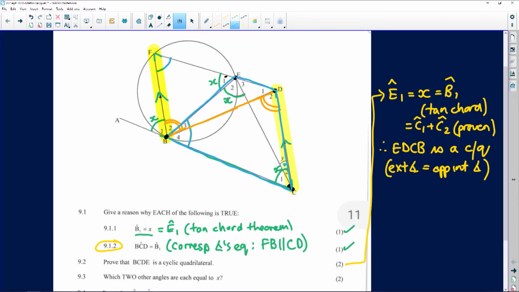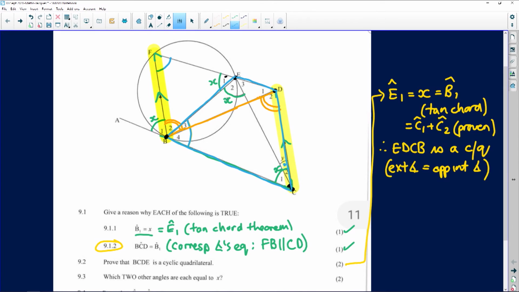There's our cyclic quad. Now we've got a lot of other theorems that apply to that quadrilateral. That quadrilateral is concyclic, so we've got angles in the same segment that are equal. We might have other exterior angles that are equal to each other. We've got opposites that are supplementary. Let's have a look. D2 over here is equal to E2.